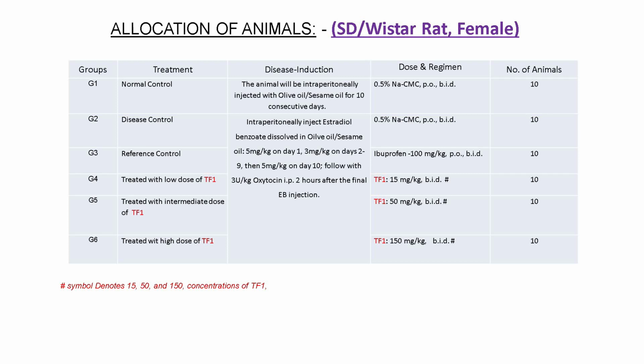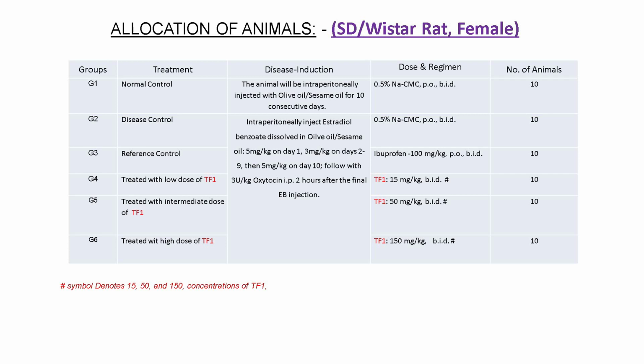Next, the dose regimen. In normal control we have to give 0.5% sodium CMC BID daily, and in disease control we maintain the same thing. Now the drug will be changed in reference control. Here we have taken standard ibuprofen 100 mg per kg per oral, which we have to give only on the day of treatment. Before that, no need to give ibuprofen.